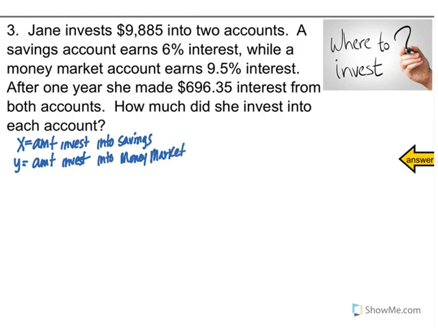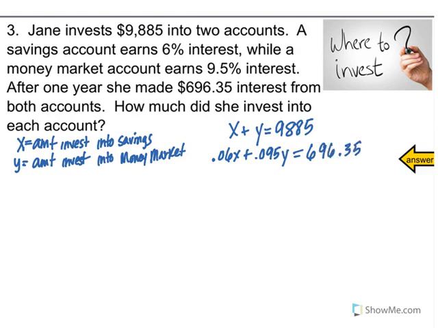Okay, so my two equations here are going to be x plus y is equal to $9,885. And my second equation will represent the interest. So this would be 0.06x plus 0.095y. I changed those percents to decimals. And that's 696.35. So those are my two equations.